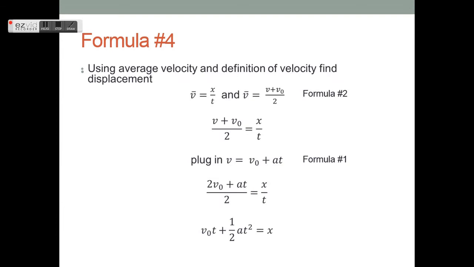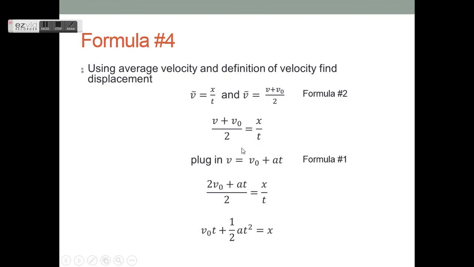Formula number 4, we're going to use the average velocity formula and the definition of velocity in order to find displacement. So the definition of velocity, displacement divided by time, and the average velocity, v plus v0 over 2. If I set these two equal to each other, v plus v0 over 2 gives you 2x over t. We can rearrange it a little bit.